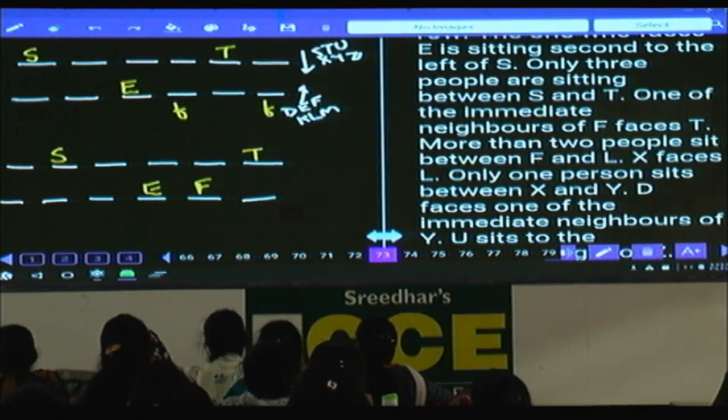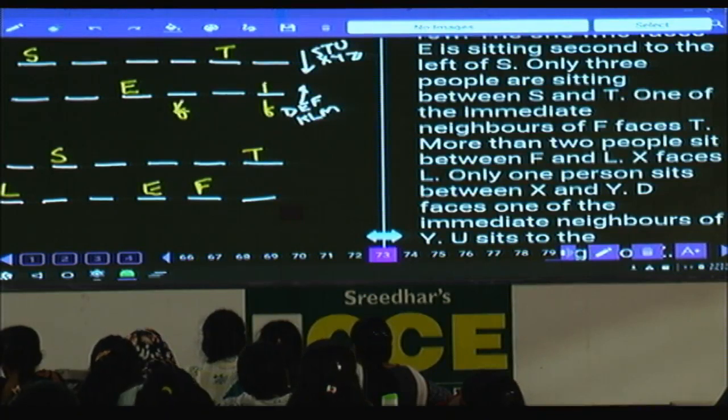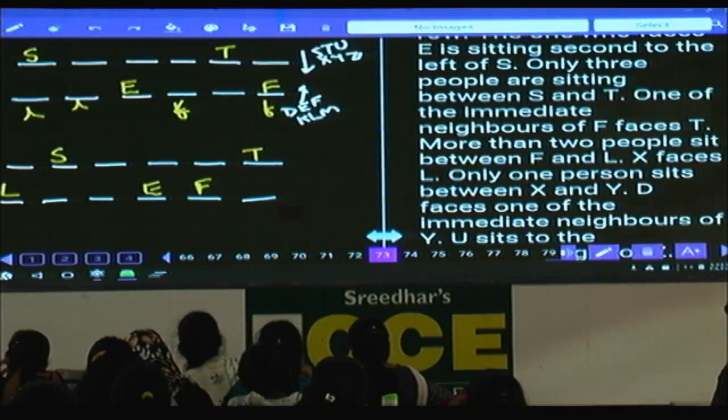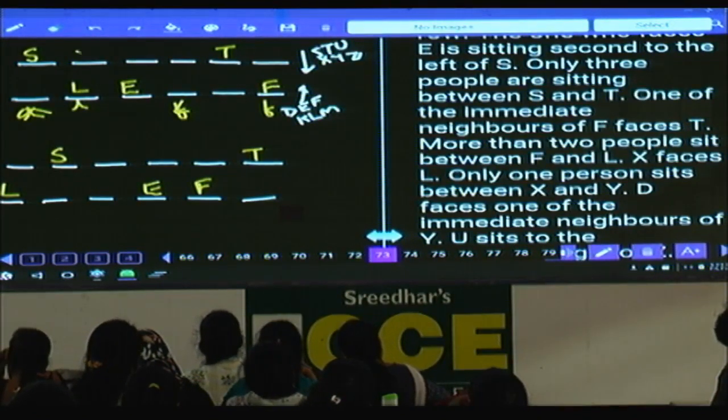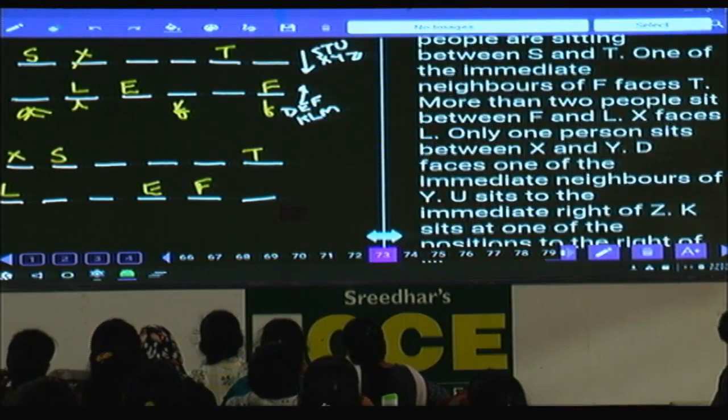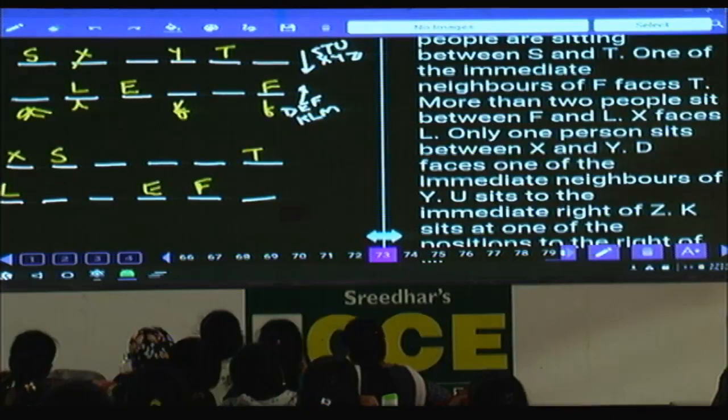Now in the second case, L must be here. And in the first case, F is here. L can be either at this place or at this place. There are 2 possibilities. And L is facing X. L cannot be here. L is here and X will be here. And 1 person between X and Y. Here also 1 in between X and Y.